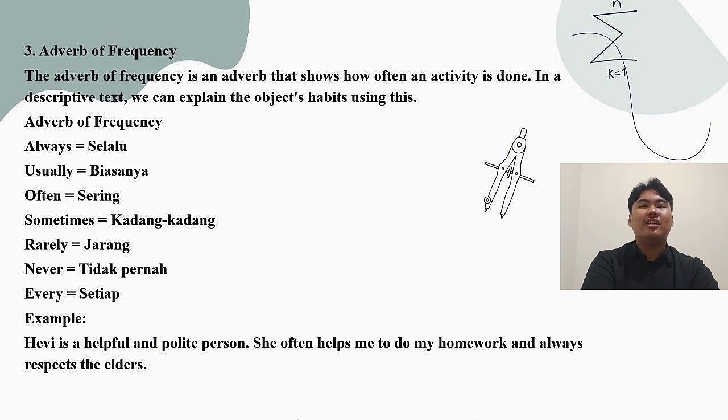Okay, the third is adverb of frequency. Adverb of frequency is an adverb that shows how often an activity is done. In a descriptive text, we can explain the object's habits using this.